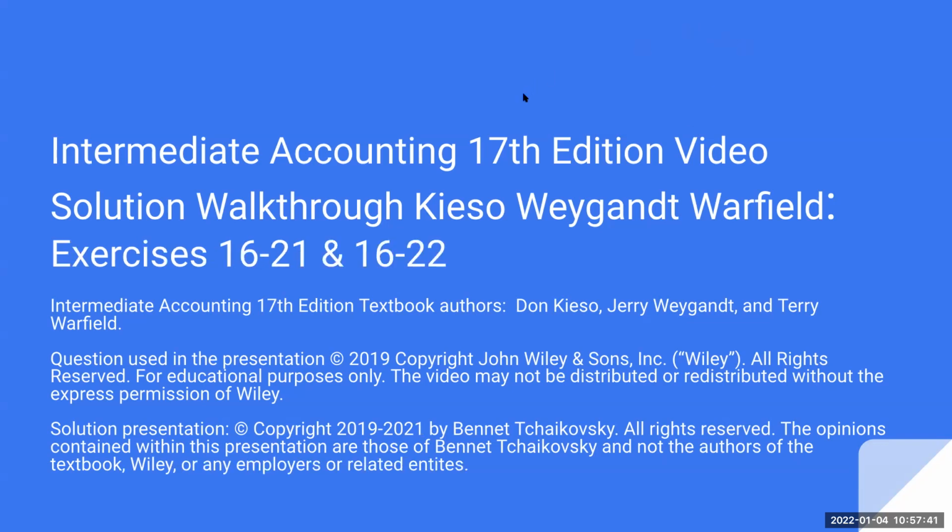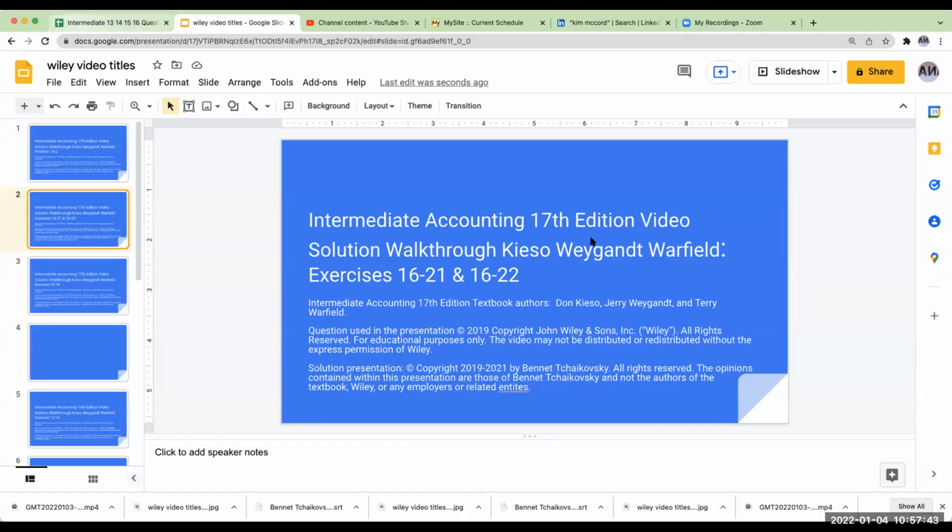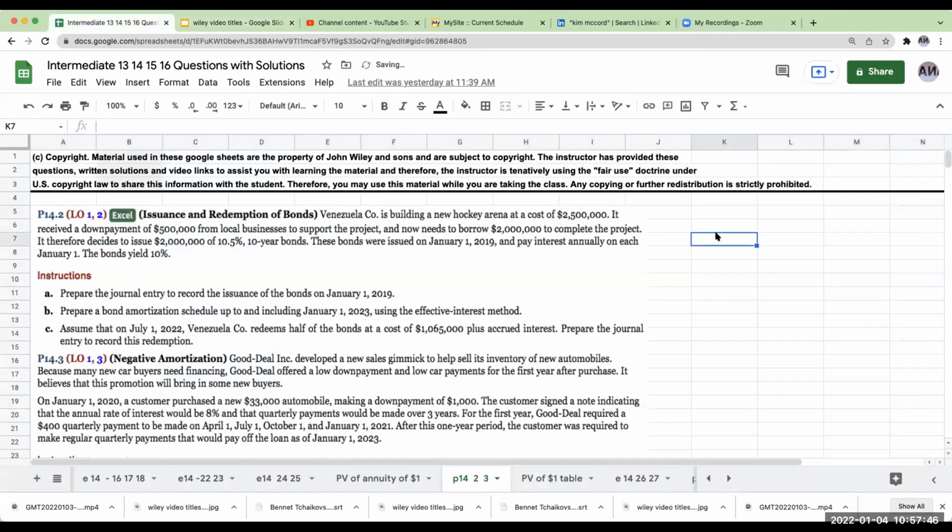Okay, let's go for it. So over here, this is take 3. So issuance and redemption of bonds. Venezuela is building a new hockey arena at a cost of $2.5 million. It received a down payment of $500,000 from local businesses to support the project, and now needs to borrow $2 million to complete it. It therefore decides to issue $2 million of 10.5% 10-year bonds issued on January 1st and pay interest annually on each January 1st. The bonds yield 10%. Prepare the journal entry to record the issuance of the bonds on January 1st, 2019.